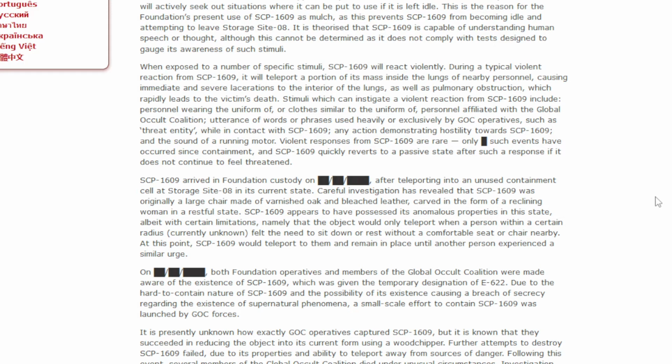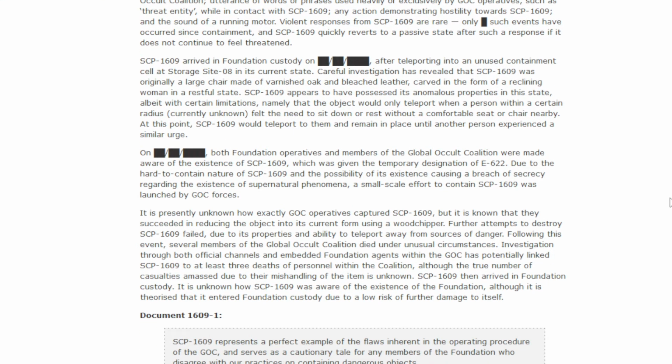So it just teleports you away. Or teleports the chair out from under you. I don't know which, but that's funny.